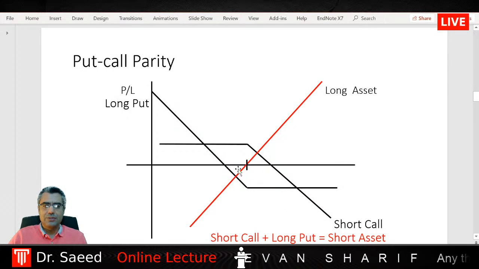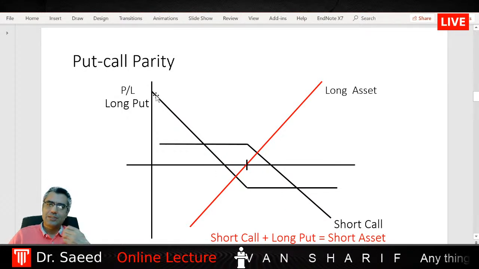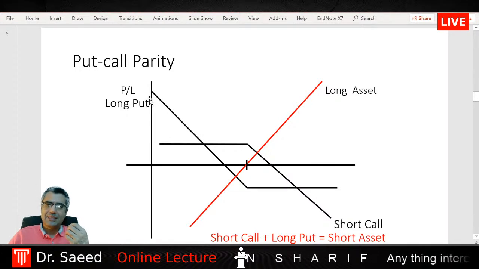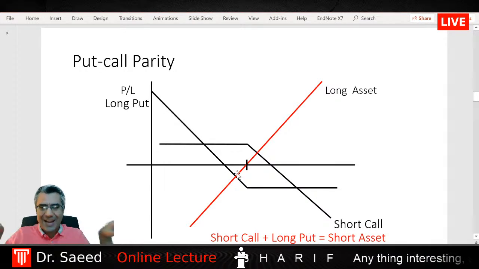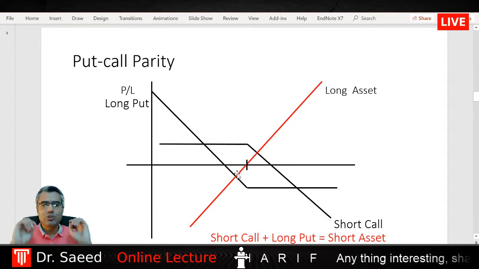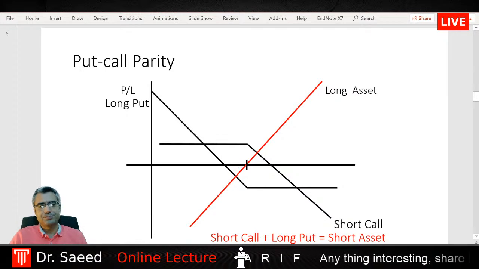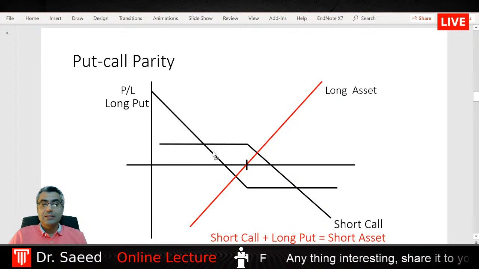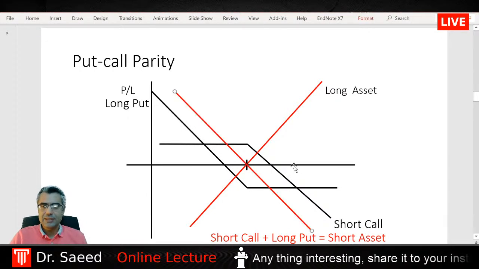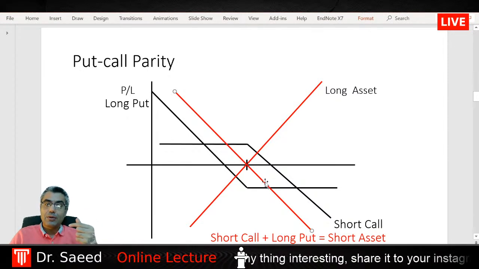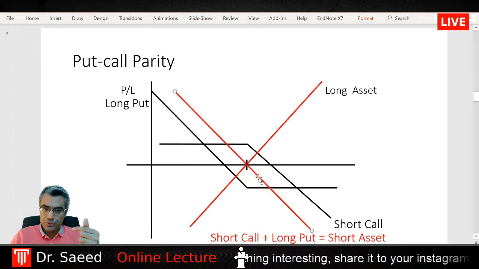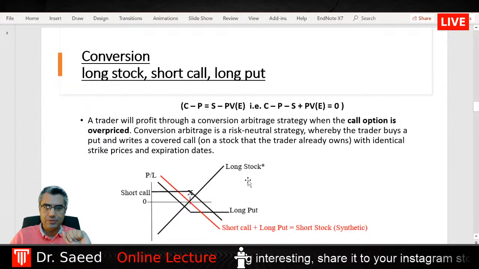So I can remove this. In other words, the outcome of these three, meaning long asset, long put, and short call, is a flat line. This means you won't be affected, right? And this is called put call parity. Now, if the equation is not established or there is mispricing, then you can implement arbitrage and lock in your profit. I will show you how.